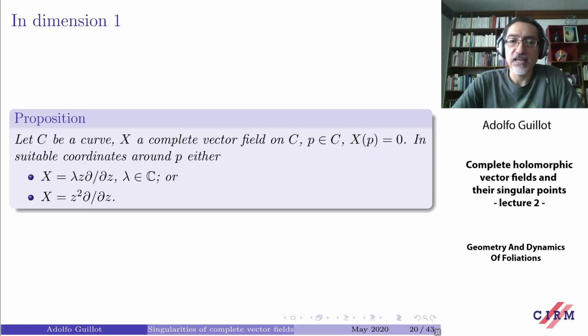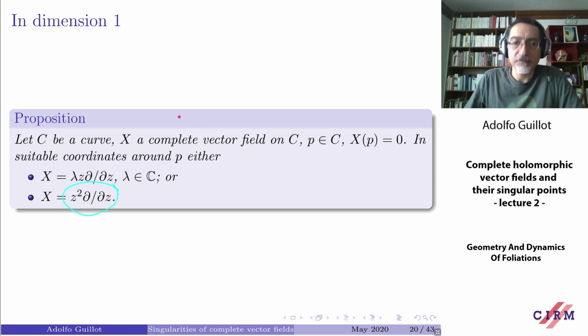And I will make first a statement about complete vector fields, and later I will show you that, in fact, this statement is a local one. Okay, so this will be a very elementary, basic statement. So let me just read it to you. Let C be a complex curve, X a complete vector field on C, and suppose that you have some point P, that's a zero of X. And I claim that in suitable coordinates around P, either your vector field is linear or your vector field is conjugate to z squared d over dz. Okay, so that's a statement.